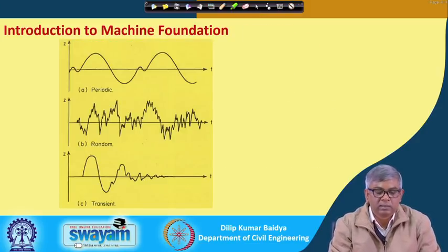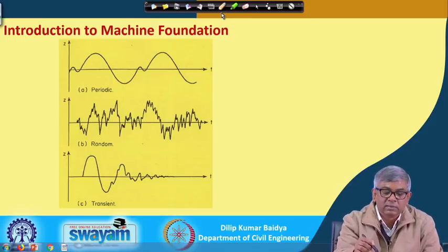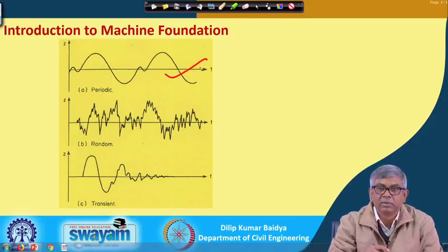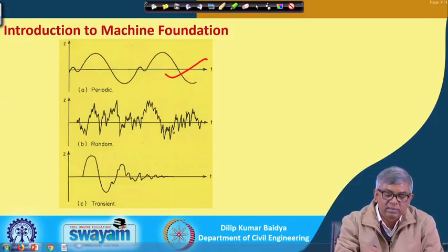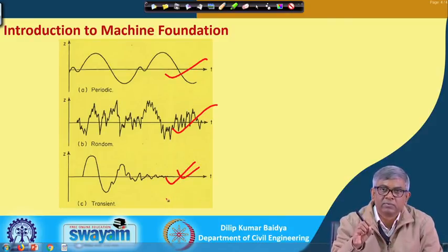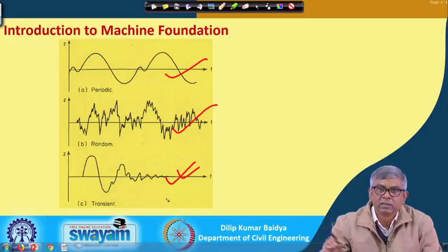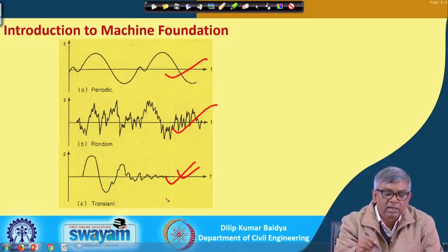Now, there are different types of dynamic force. We can see that this is periodic. Periodic means the same thing repeating in some particular interval, and this is random, and this is transient. Transient means you have applied some force and after some time it becomes 0. So, this is transient, and again periodic force can be of different kinds.